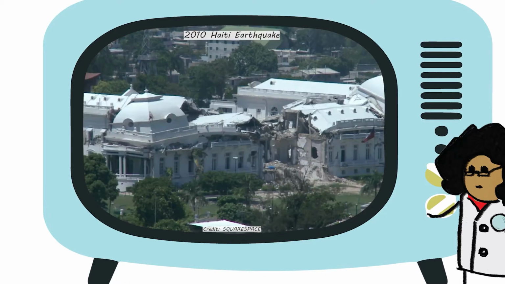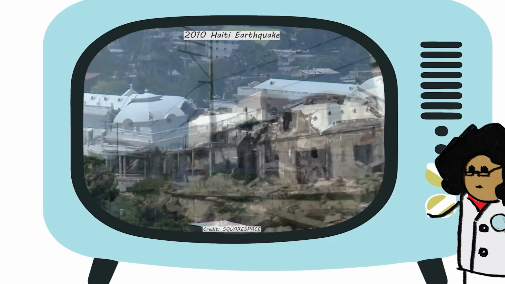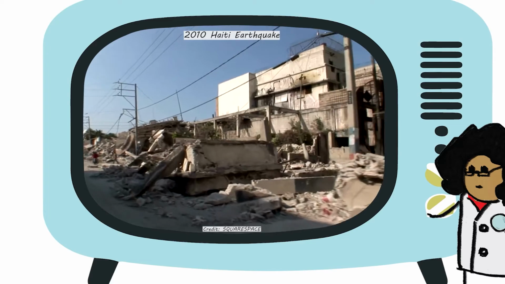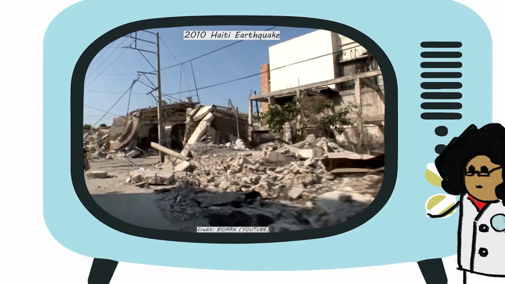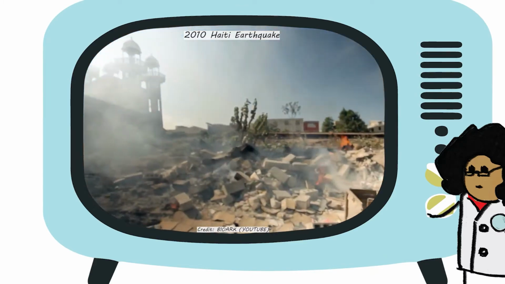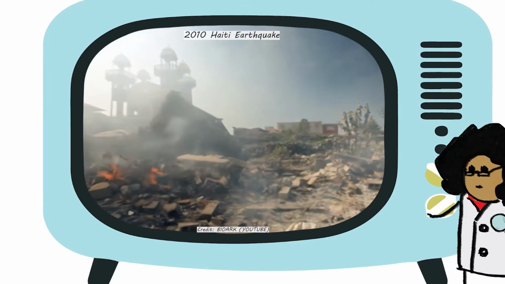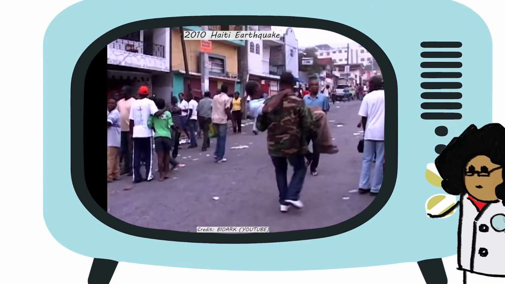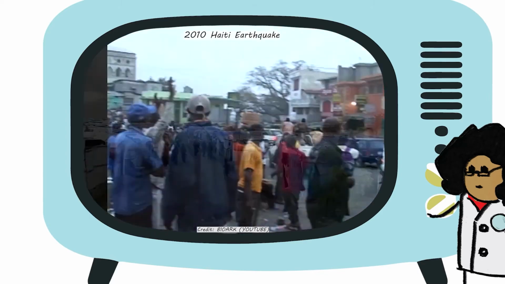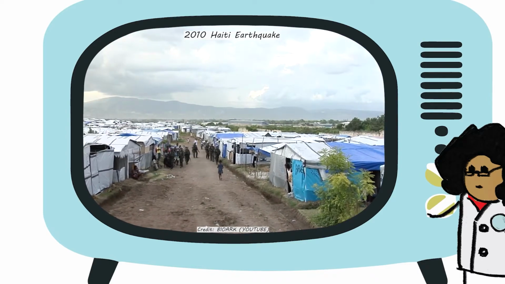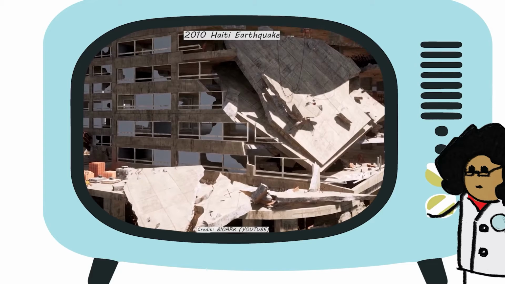A much more deadly earthquake struck the Caribbean island of Haiti in 2010. Haiti lies near a transform fault boundary between the North American Plate to the north and the Caribbean Plate to the south. Buildings were not designed to survive such an earthquake, and many collapsed. Over 100,000 people died as a result of this terrible earthquake. People that live near transform faults need to be prepared for big earthquakes.